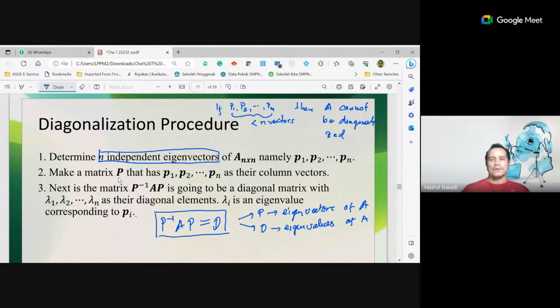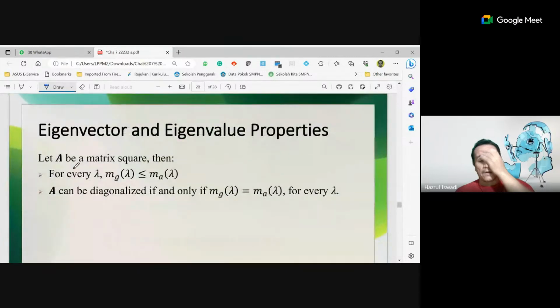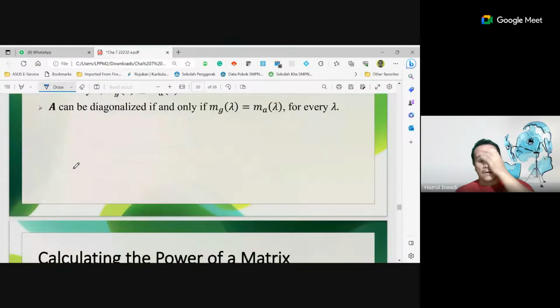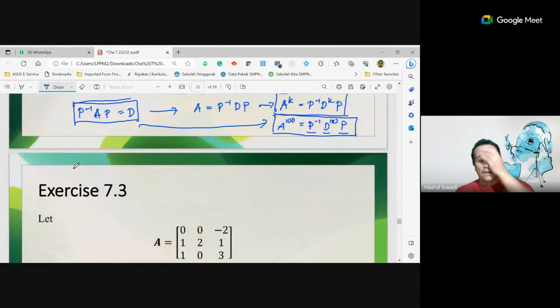Diagonalized. So if there are less than n independent eigenvectors, A cannot be diagonalized. On the other hand, if we have n independent eigenvectors, the matrix A can be diagonalized. So we must make sure that there must be n eigenvectors.